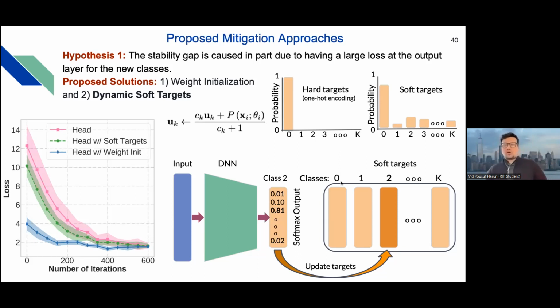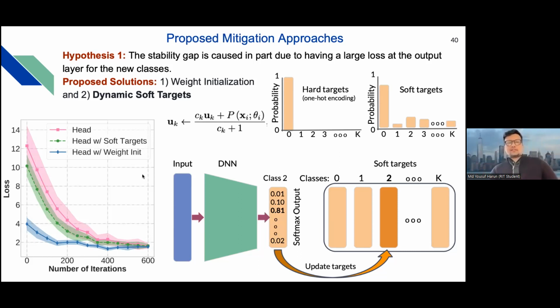And how to construct this soft target. During training, you take the model's softmax class prediction. If the model predicts correctly, then you take its output softmax probabilities, and for each of these categories, you construct a soft target. You maintain a running average of this softmax class output, and you train your network using these soft targets instead of hard targets. And that basically minimizes the higher loss at the output layer.